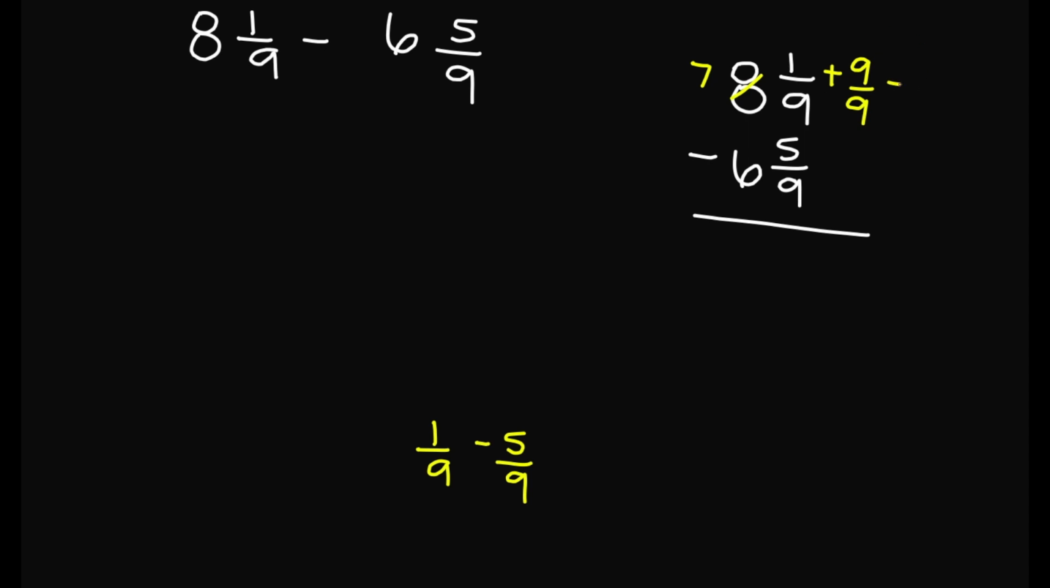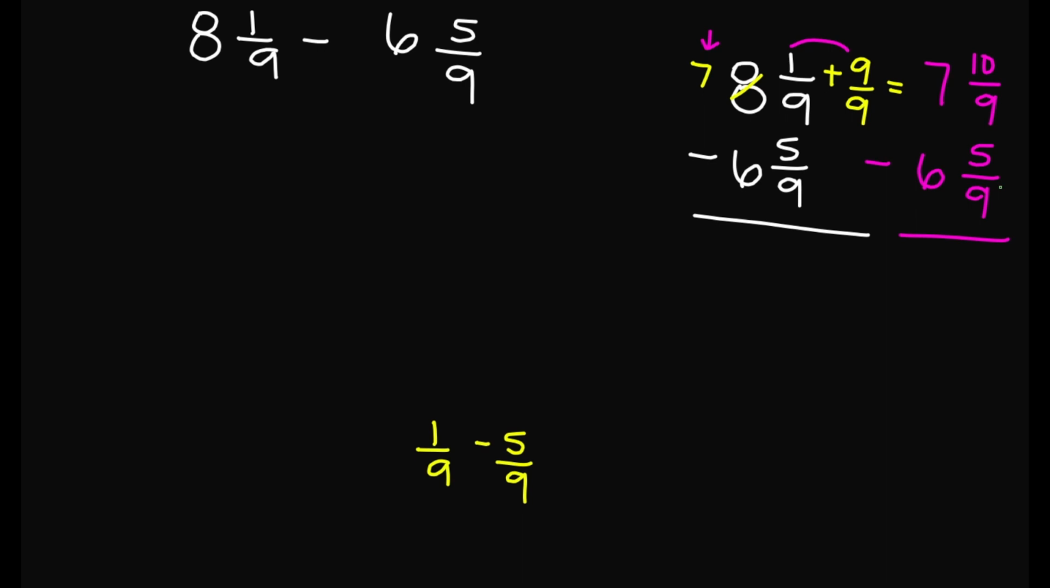So now your fraction here on this side is going to be 7 from your whole number here. And then you have 1 over 9 plus 9 over 9. This is going to be 10 over 9. And then minus your 6 and 5/9 here. Now we can subtract because now I have a larger number on top.